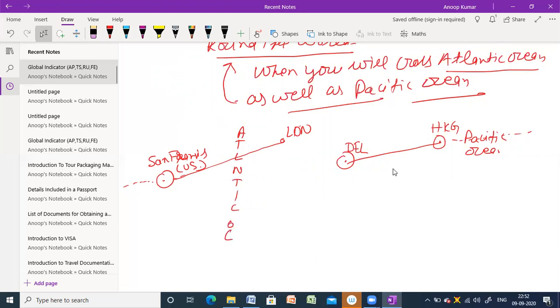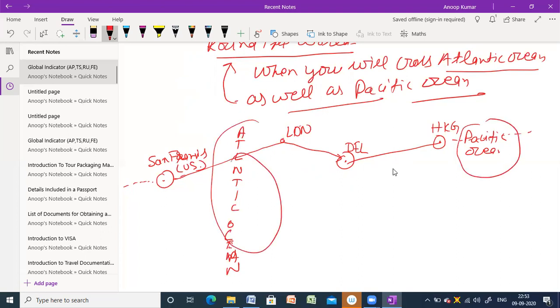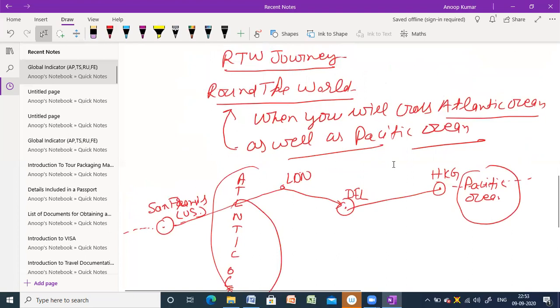So in this journey, the flight has crossed both oceans, the Pacific Ocean as well as the Atlantic Ocean, and then from London, the passenger comes back to the origin place. So in this journey, the passenger has taken a complete round of the earth. We call this particular journey a round the world journey.